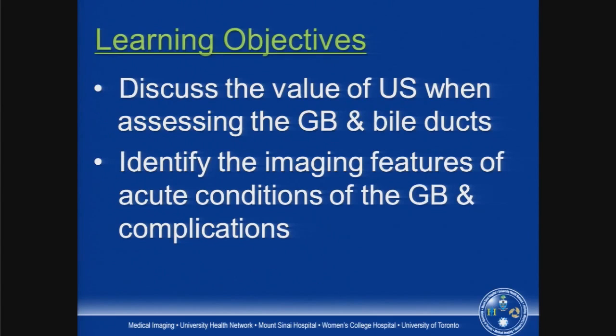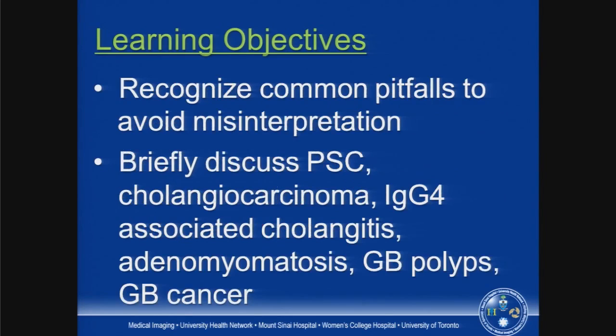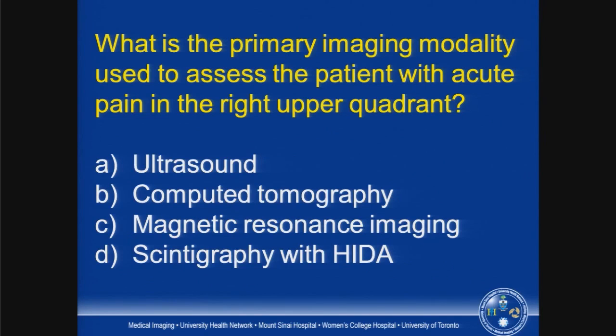In the last section of this course, we'll discuss the value of ultrasound when assessing the gallbladder and bile ducts. We'll identify the imaging features of acute conditions of the gallbladder and complications. We'll recognize some common pitfalls to avoid misinterpretation, and we'll very briefly discuss a number of conditions, including primary sclerosing cholangitis, cholangiocarcinoma, IgG4-associated cholangitis, adenomyomatosis, gallbladder polyps, and finally a case or two of gallbladder cancer.